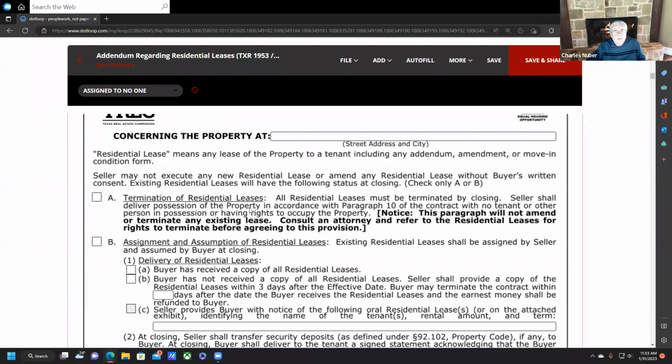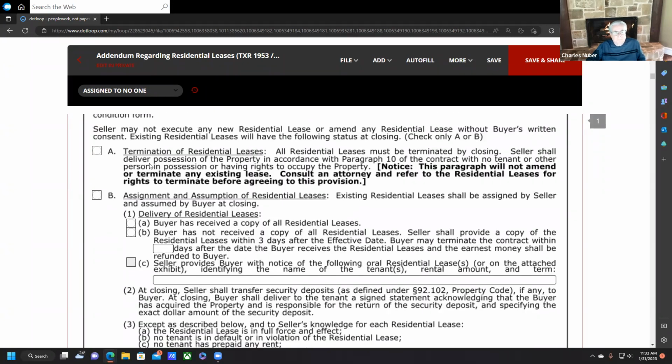You just never know. So that's a provision in the contract that the current residential leases will be terminated. And then there can always be an assignment or assumption of the residential leases. Say, I'm an investor. I'm going to buy this house, and it's got a 3-year lease on it, and they're only into the first year. So I'll go ahead and assume the lease.